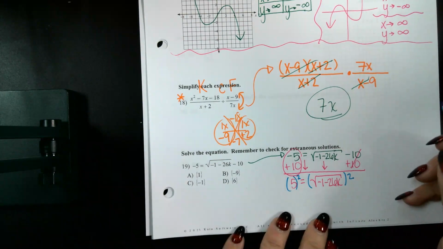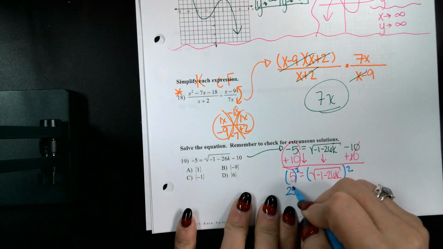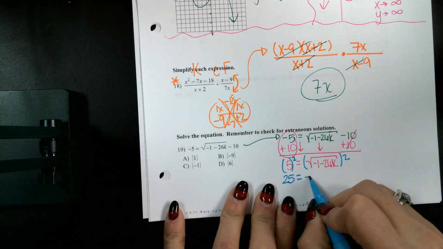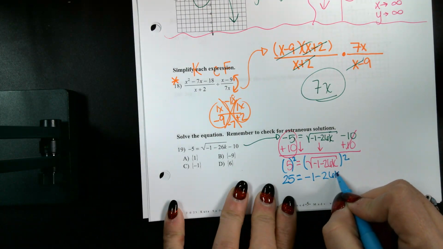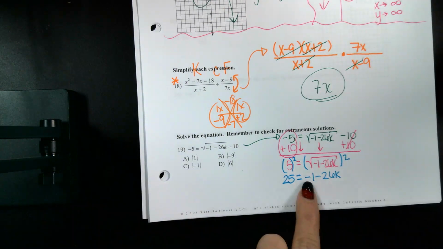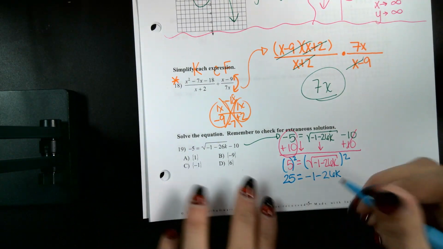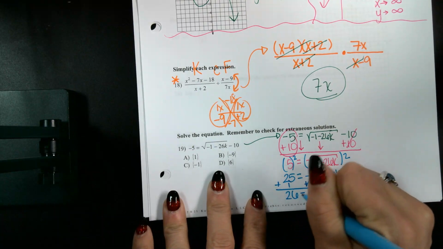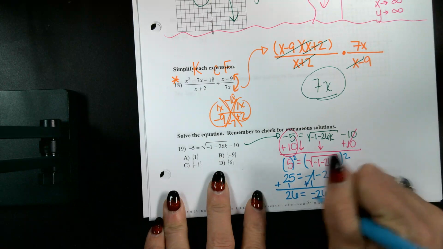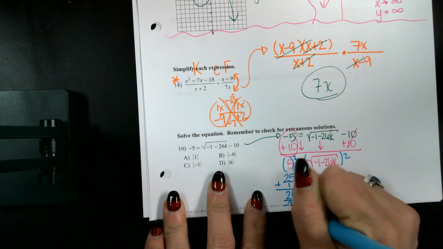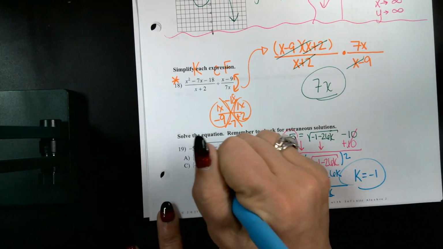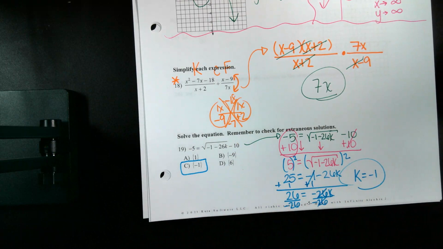Okay, so 5 squared is 25. Now the right side, the symbol just disappears, right? So it's just negative 1 minus 26k. And then it's just two more steps. We're going to add 1 and then divide. And when you take a positive 26 divided by a negative 26, you get negative 1. And then that one's done.